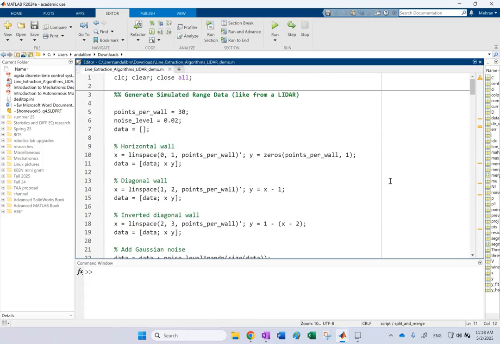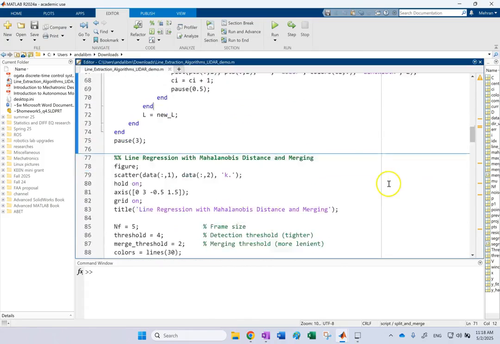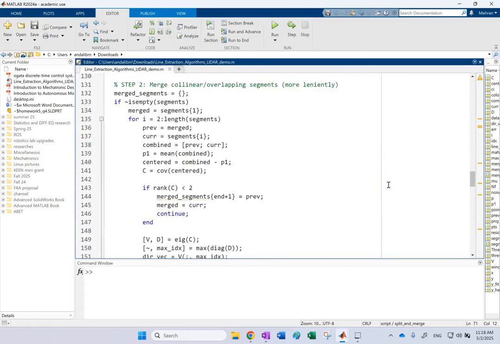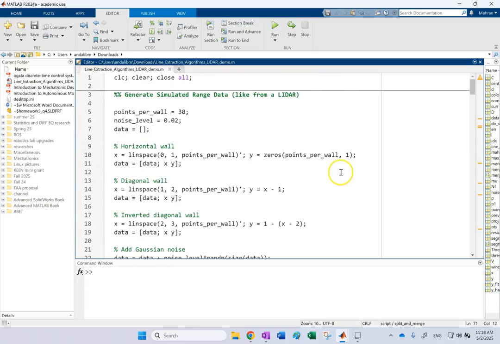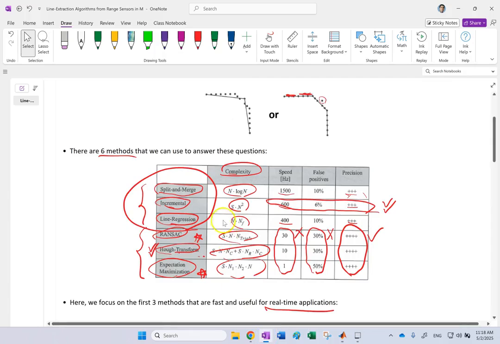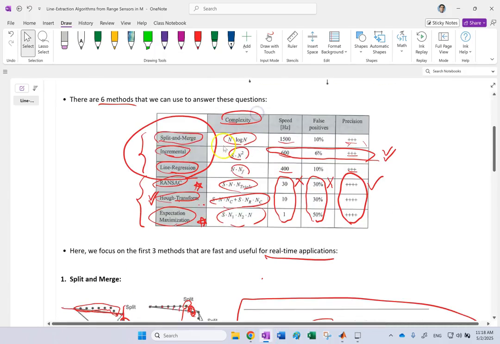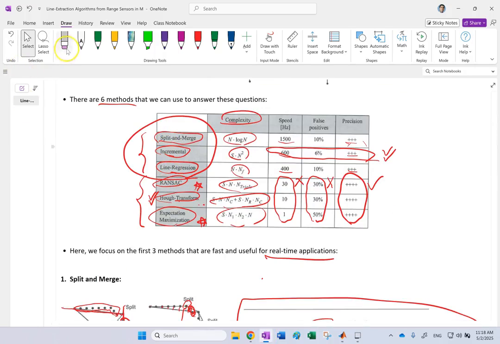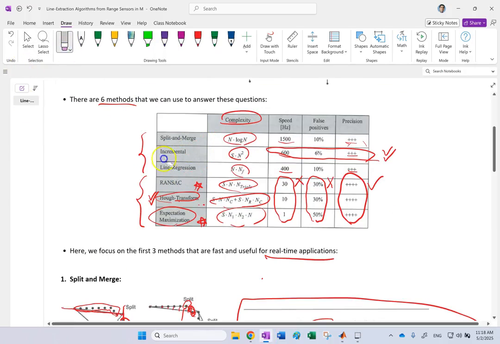I'm going to share this file for you under the video description, with a download link. Feel free to play with it, learn from it, and change the parameters. Hopefully you learn how these three fast algorithms are working. So I covered these three now, and as I said, I have also covered the Hough transform for you.